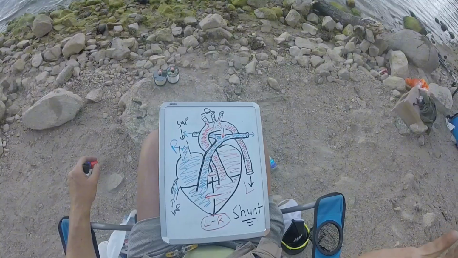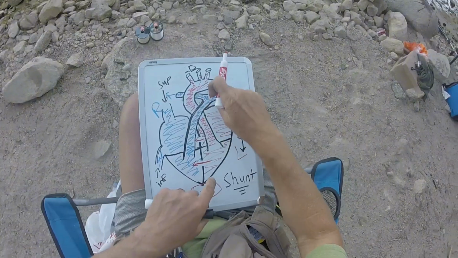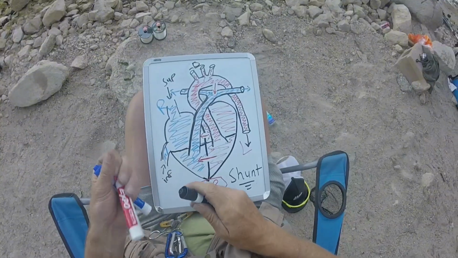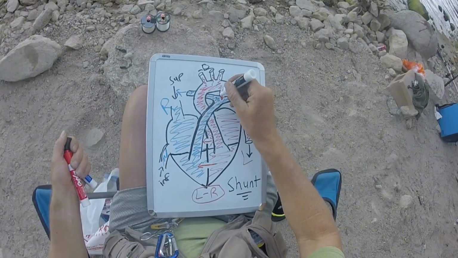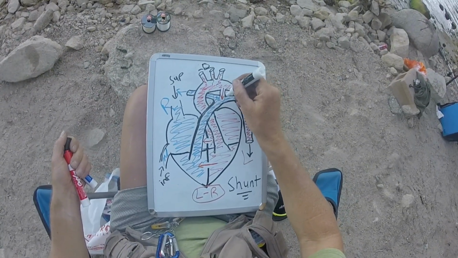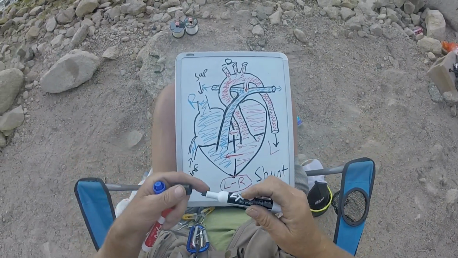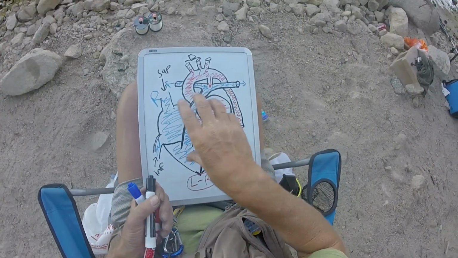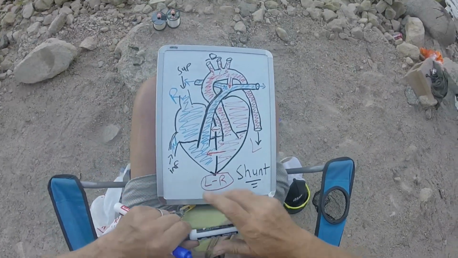Okay. So most of the time when we have any opening connecting the left side and the right side, then that shunt is going to go from the left side to the right side. Okay. And why is that? Well, because there is a higher pressure on the left side than the right side under normal conditions.